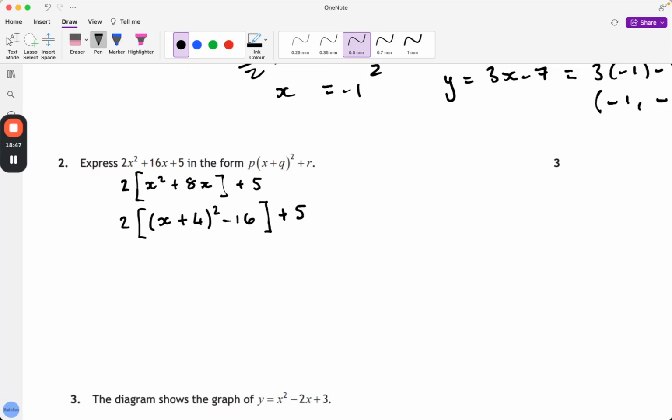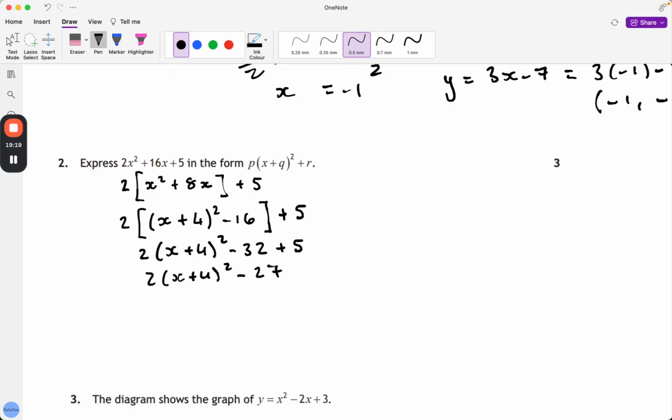At this point, we want to get rid of those square brackets just by multiplying everything through by that 2. So we're going to have 2 on our bracket x plus 4 all squared, and then we also have 2 times minus 16. So don't forget to do that as well. That gives us minus 32, and then we still have that plus 5 at the end. It's now at this point that we can pull that minus 32 and that plus 5 together. So we have 2 on x plus 4 all squared, and then minus 32 plus 5 is going to give us minus 27.